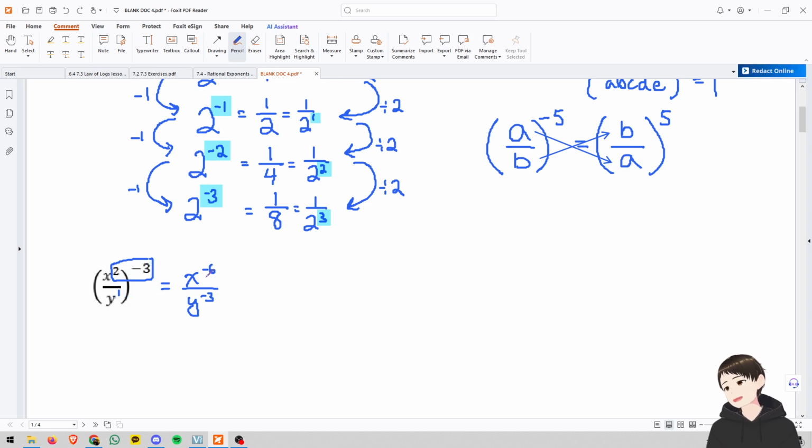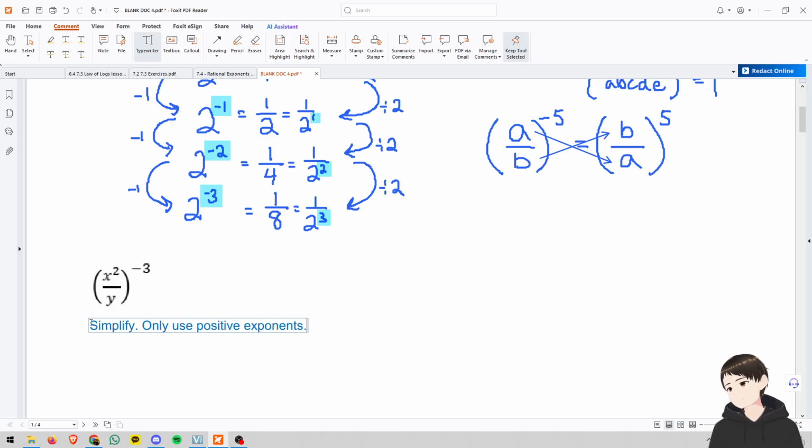But you're going to end up with a lot of negatives. I don't like that. And you'll always see the question say, simplify, only use positive exponents. It's always going to be like that. A negative exponent is not considered acceptable. It means you could have done more to simplify it.